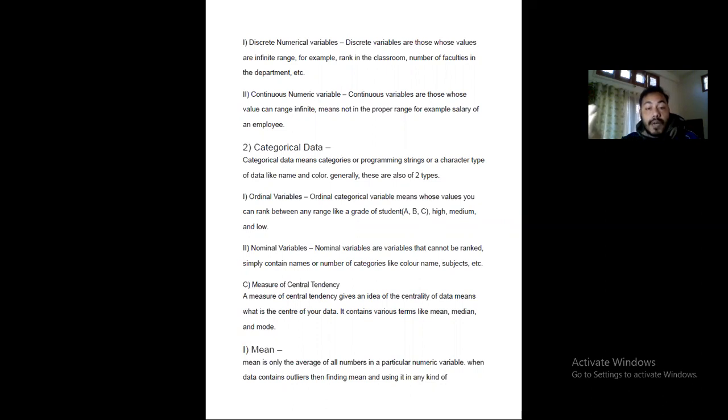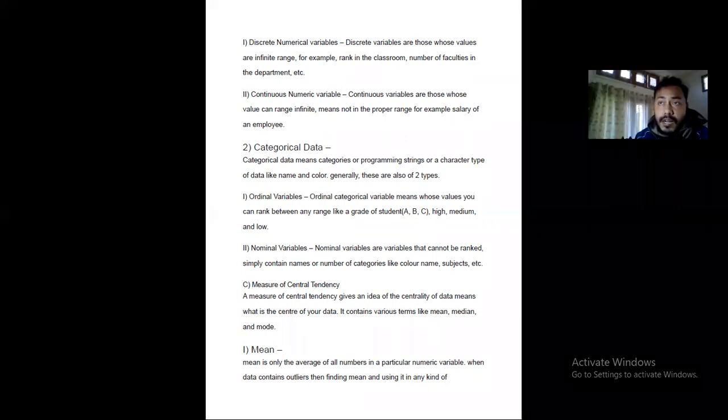Similarly, nominal variable, what will be that? Whose values you cannot rank. Like suppose colors of a rainbow, can you rank them? Can you arrange them with respect to some range? Suppose subjects. If I ask you the subjects of your current semester, what are the subjects you have? Machine learning and IoT. Only two subjects you have.